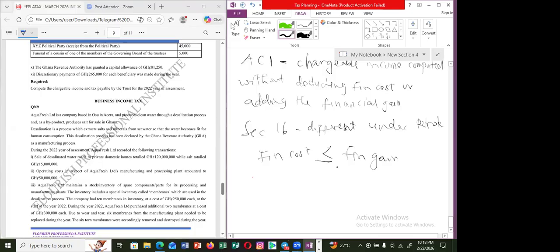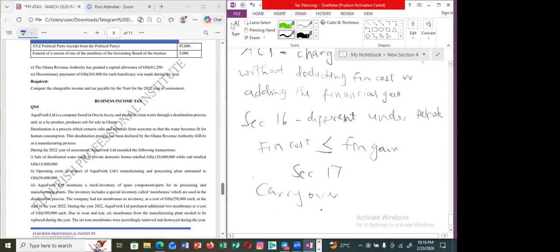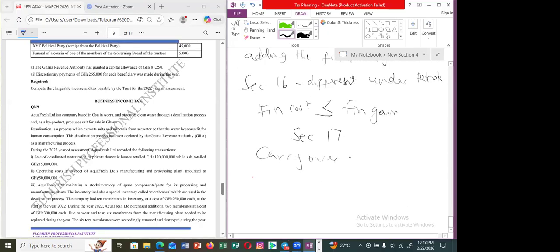And then section 17 talks about the unrelieved loss. That's a carryover of losses, where we know it used to be priority and then non-priority. Non-priority gets 3 years, priority gets what? 5 years. But now they've changed it. Everybody is allowed to carry over unrelieved losses for what? 5 years. And losses are carried over in the order in which they were incurred.